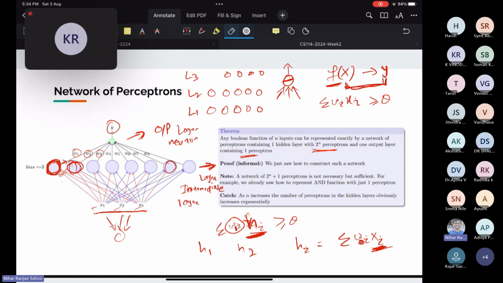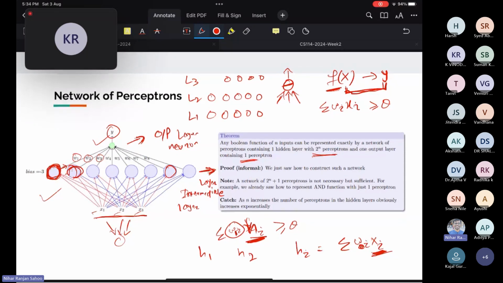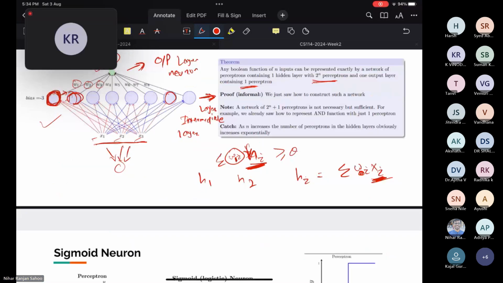For n inputs, it's 2 to the power n. For 3 inputs, it will be 2 to the power 3 plus 1, so 9 neurons. In the hidden layer you need 2 to the power n, like 8 neurons, and in the output layer 1 neuron. Again, I'm not going into the proofs of that. You can go through the lecture, but for overall understanding, if you have any doubt, I can explain.